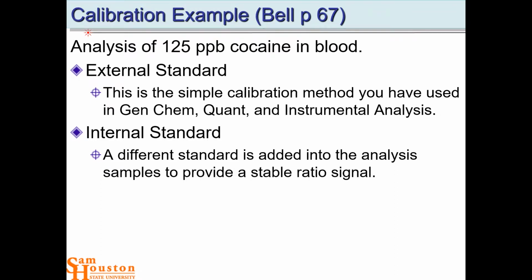And so if you wanted to scale it by the amount of internal standard, you would just take ratios. Take the ratio of the cocaine signal to the internal standard signal. So that's the major difference between the external standard and the internal standard. The internal standard uses ratios, and that's shown right here. So whenever you need to remember that, the internal standard provides a stable ratio signal. So you're actually plotting the ratio signal, not the cocaine signal.